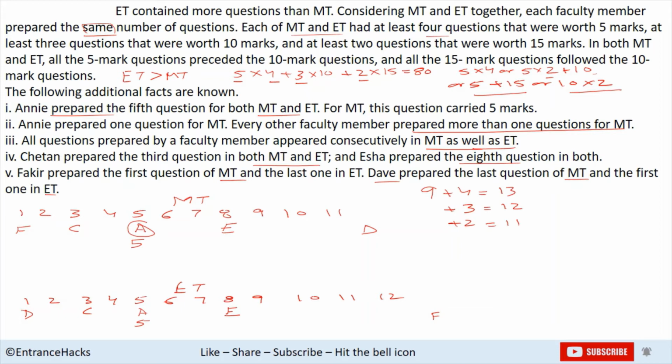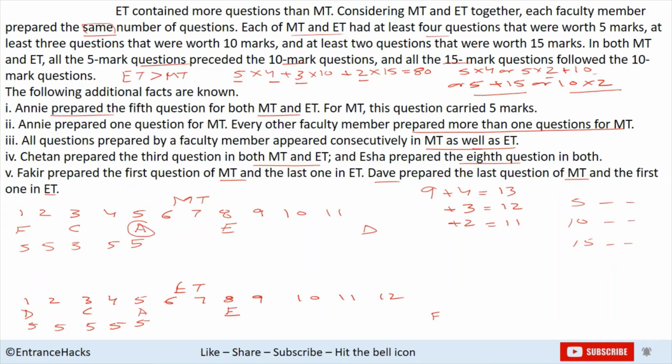Now we see, we also know from our statement above that all the 5 marks questions preceded the 10 marks questions, and all the 15 marks questions followed the 10 marks questions. So it would be like all the 5 marks would come first, then 10 marks questions, then 15 marks questions, right? So since Annie prepared the fifth question and it was 5 marks, all before it are of 5 marks each. Similarly for ET also.